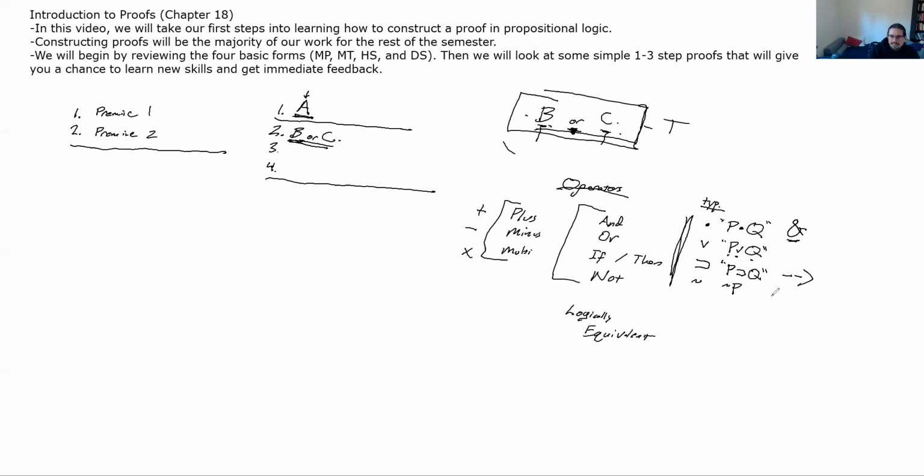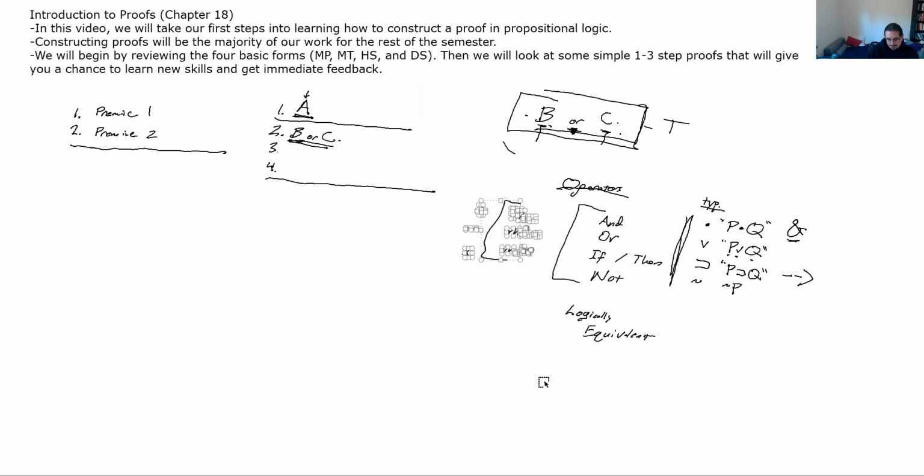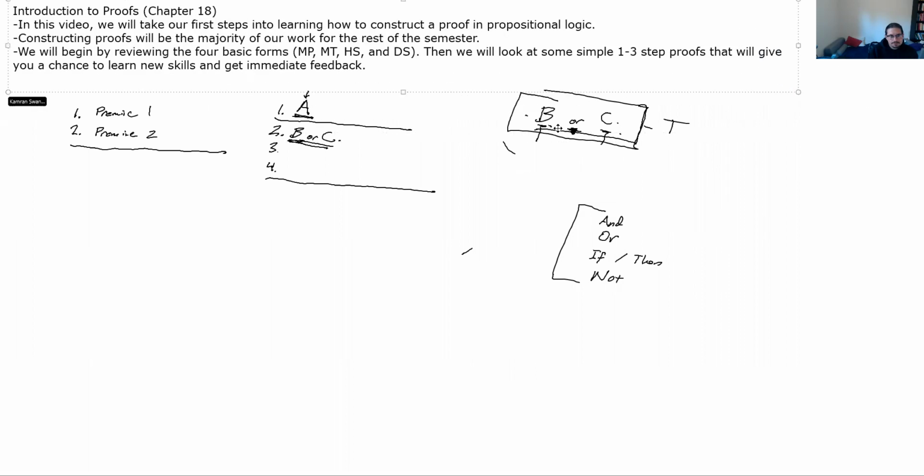If you type that, and if you're typing this in most word processors, if you do dash, dash, wedge, that'll just come out as an arrow, which I think will be good for our purposes. Okay. So I'm just priming you for this. That's not the subject of this video. Let's get rid of this then. But our operators are and, or, if, then, and not.